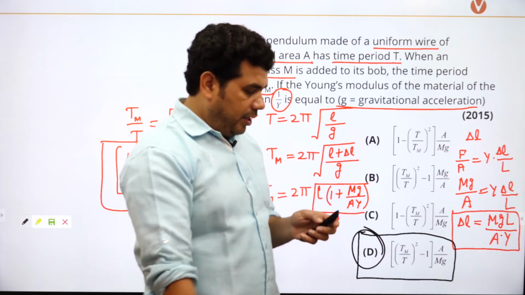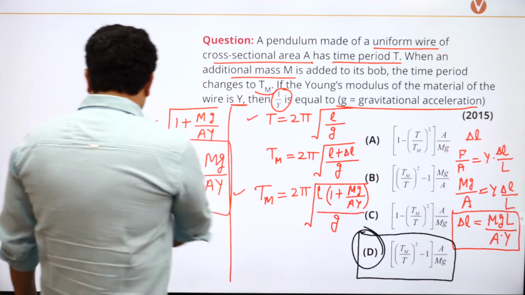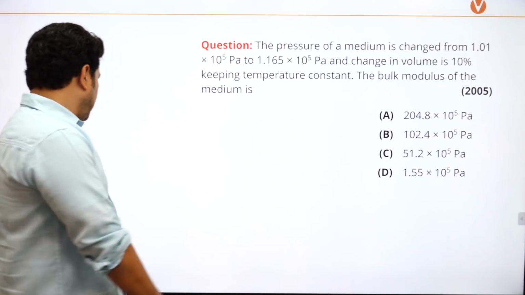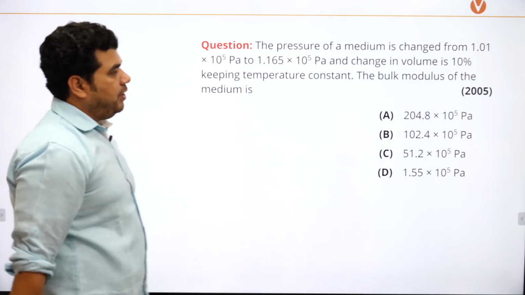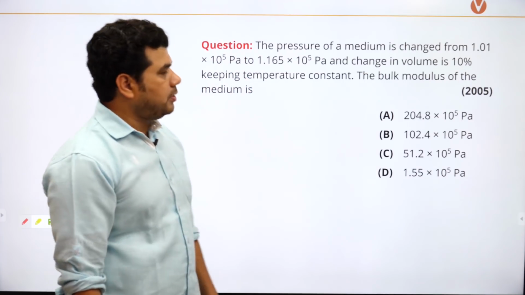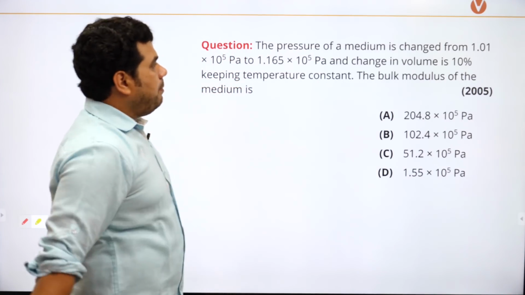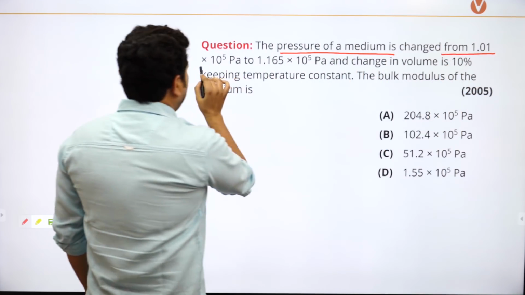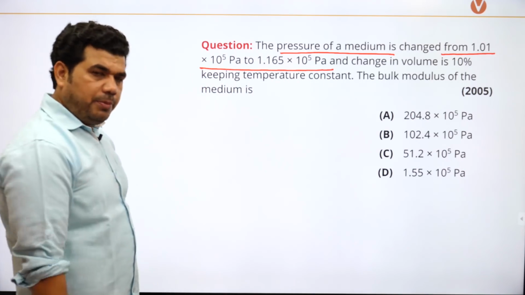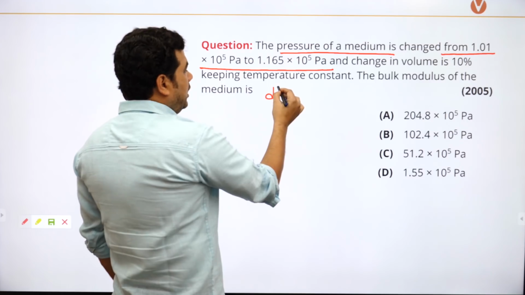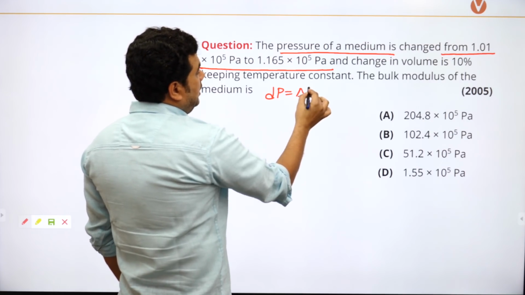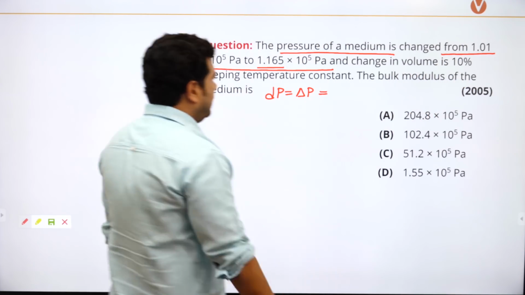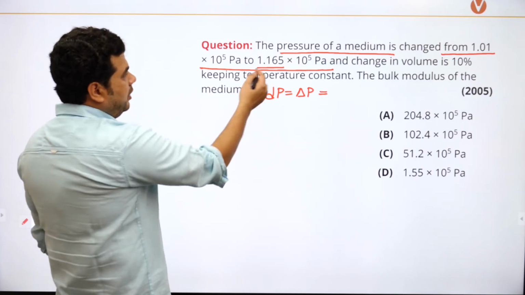So again, the next question is, you can see here, also a very easy question and same type of question here. This is very good and very scoring. See here. Now, pressure of a medium changed from this to this. So what will happen? We have change in pressure, that is dP, or you can say delta P, the change in pressure, and this minus this, then what we get?